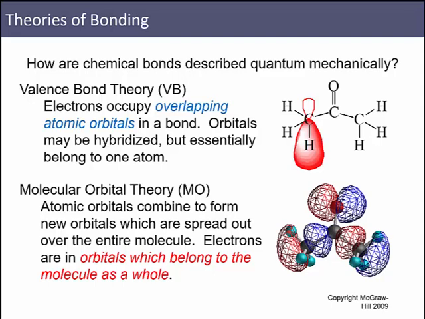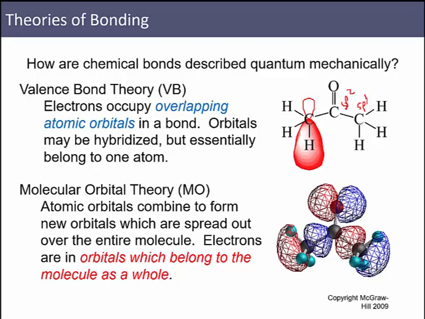So how do we describe these quantum mechanically? Well, in valence bond theory, we said it's going to be overlapping atomic orbitals in a bond. Our orbitals can be hybridized. So here we've got some carbon, and it's going to be hybridized: this guy's going to be sp2 hybridized, and this guy will be sp3 hybridized. But our electrons are basically all sitting on that carbon, and one might share this way and one might share that way. But they're still localized pretty much on those.